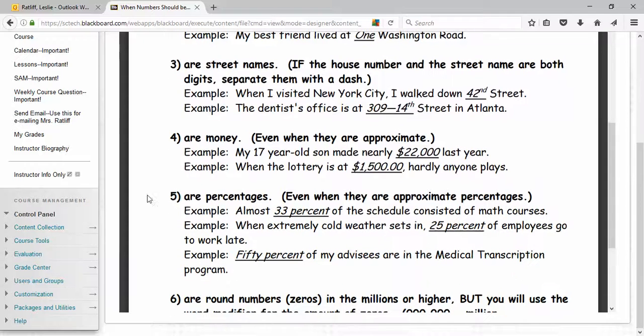Numbers should be digits when you're talking about money, even if it's approximate money. Money should be digits. My 17-year-old son made nearly $22,000 last year. Digits, because it's money, and it's still approximate. It says nearly, but it needs to be digits because it's money. When the lottery is at $1,500, hardly anybody plays. Money, digits.